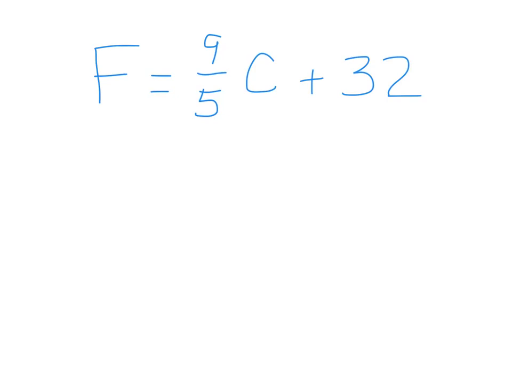You see a fraction in front of the C. Anytime I have a coefficient in front of a variable, that means that I'm supposed to multiply. So I'll multiply that improper fraction of 9/5 times whatever my C or Celsius temperature is.